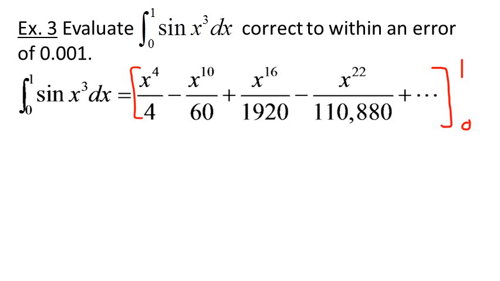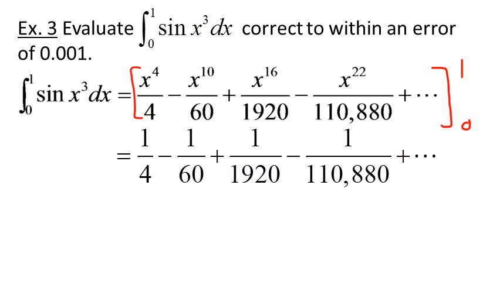Next, I'll use the series we just found to estimate the value of the integral of the sine of x to the third from 0 to 1, correct to within 0.001. Evaluating from 0 to 1 results in the series 1/4 minus 1/60th plus 1 over 1920 minus 1 over 110,880, and so on. Since this is an alternating series, the error in using the sum of the first n terms to calculate the sum of the entire series will be less than or equal to the value of the n plus first term.